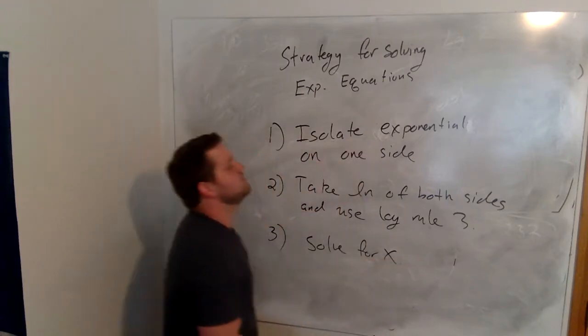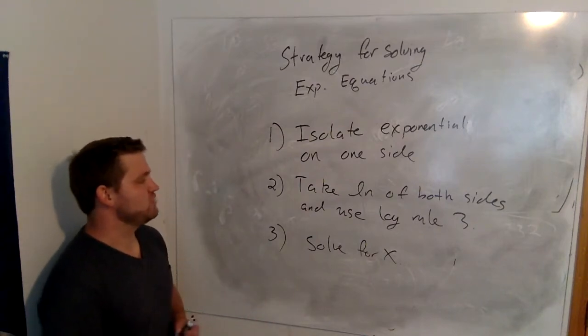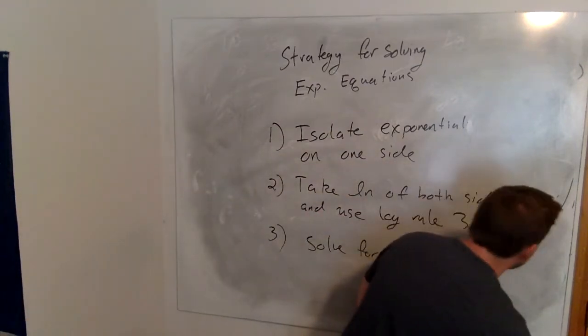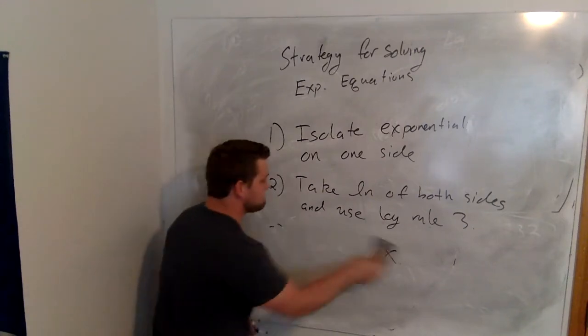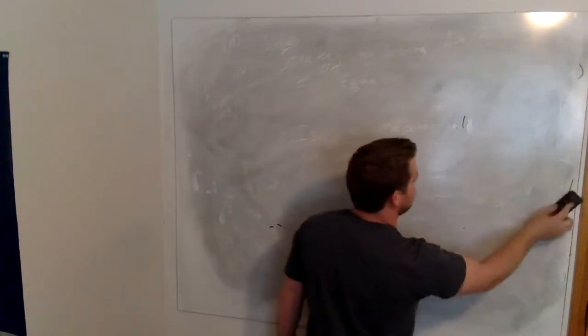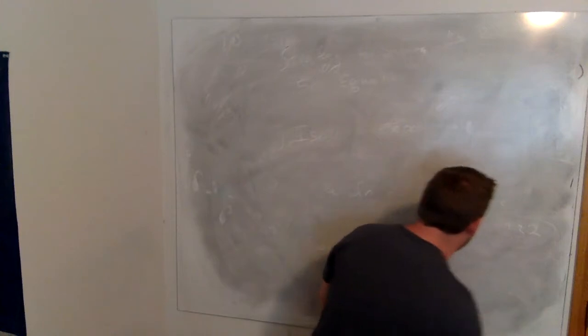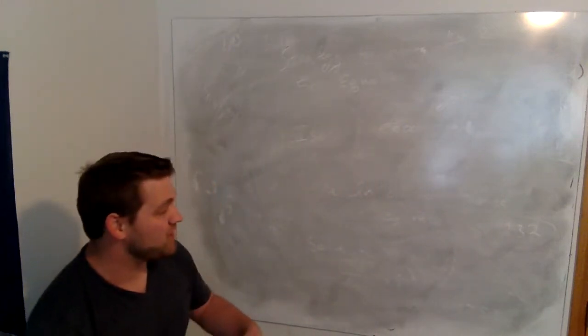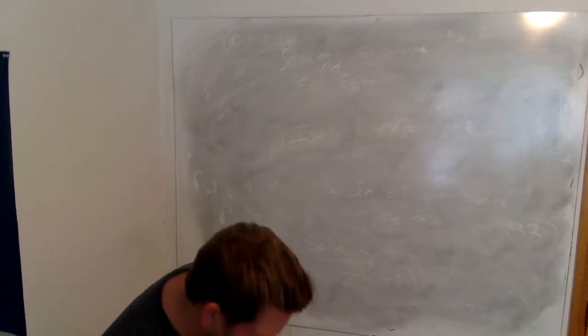So this is a strategy I always try to use when I'm solving an exponential equation. This is just a general strategy. It won't work for every single one, but this is one you should think about. I'll show you some more difficult examples at the end of the video. It all comes down to isolating an exponential, taking the natural log of both sides, using log rule 3, and solving for x, or for whatever variable we have.